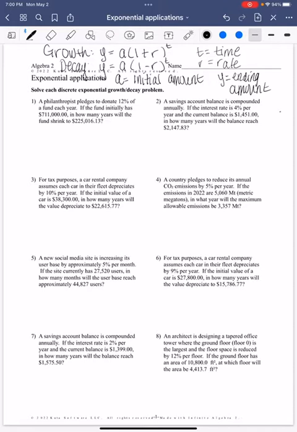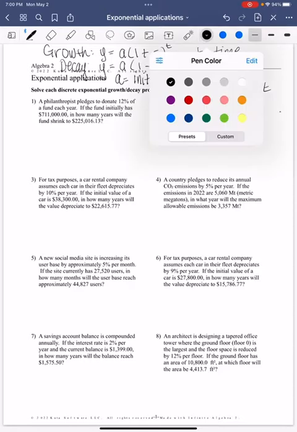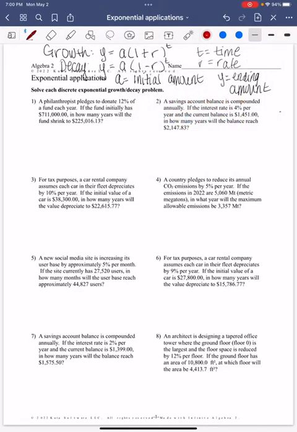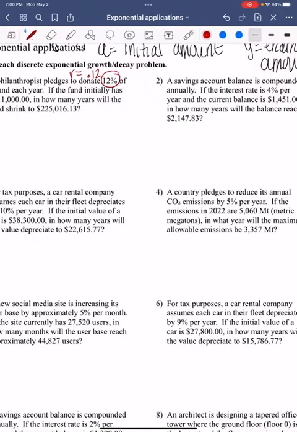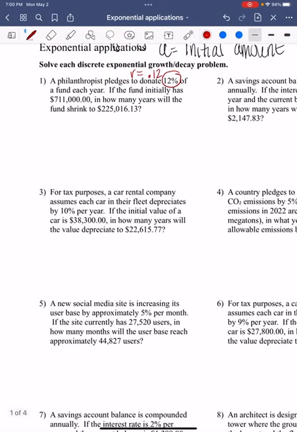The first one says that a philanthropist, which is a fancy word for somebody who donates a lot of money, pledges to donate 12% each year. There's my R, and it's 0.12. If the fund initially has $711,000, so that's my A, how many years, T, that's what I don't know, will the fund shrink to $225,016.13? So this is my ending amount.